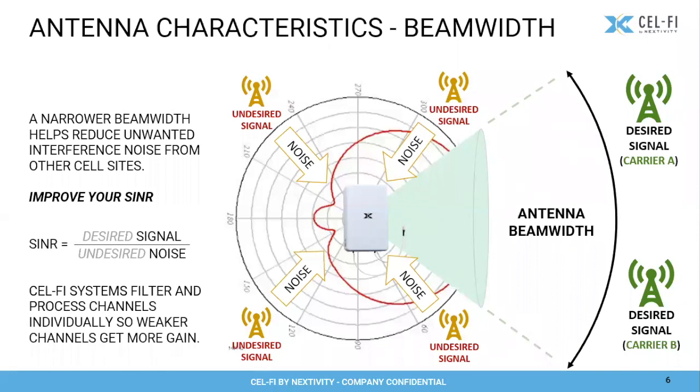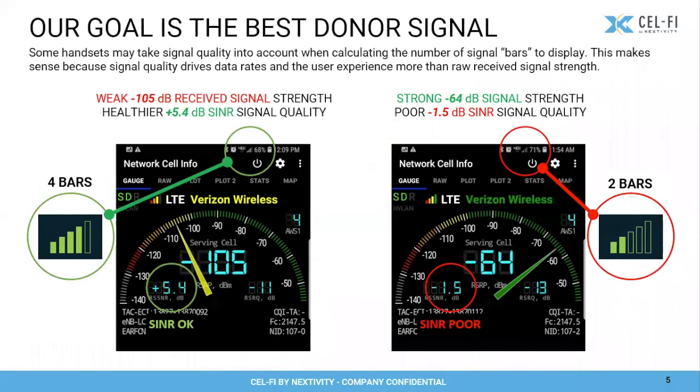Everybody has their own that they prefer. I like to use Network Cell Info Lite. I'll go back to that screen. And the reason is because it shows the RSRP level, it shows SINR, our signal to noise ratio, and it also shows RSRQ, which is a little bit more related to quality.